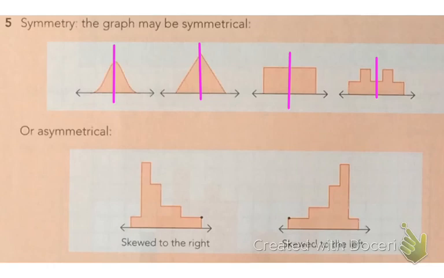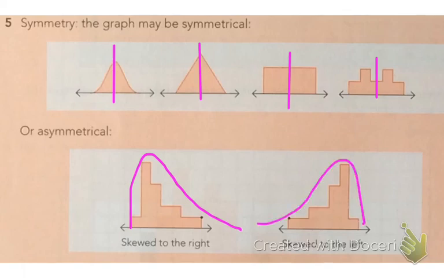With asymmetric graphs, though, we can't do that. For example, they're skewed to the right, because there's a longer tail on the right-hand side. If we put a line down the middle of that graph, the two sides would not be the same. They would not be a mirror image of each other. And equally for the skew to the left graphs.